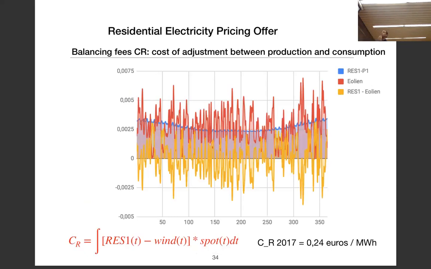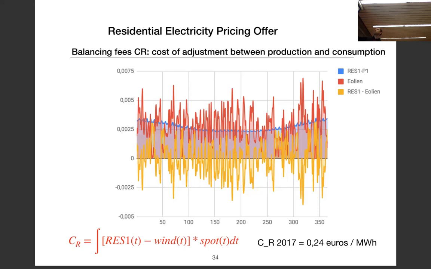So first, let's focus on the balancing fee for the difference between the production and consumption profile. Here in red, it is a wind power production profile, and in blue, it is a consumption profile. You can see that the wind power fluctuates a lot. Sometimes you have wind, sometimes you have no wind. Sometimes wind during the night, sometimes wind during the day. And the consumption profile is much more regular than the production profile.